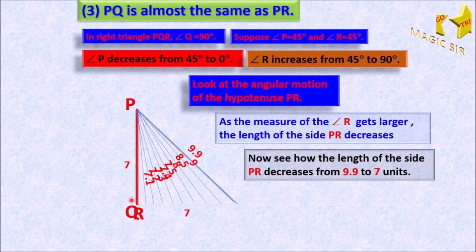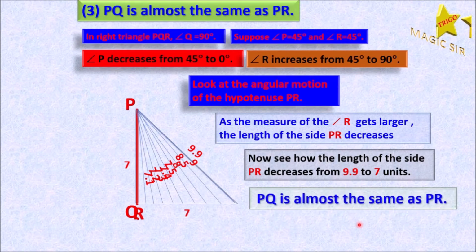But we know that hypotenuse PR is equal to side PQ is not possible in right triangle PQR. So we take PR is not equal to PQ but PR is almost the same as PQ. That is PR is approximately equal to PQ.